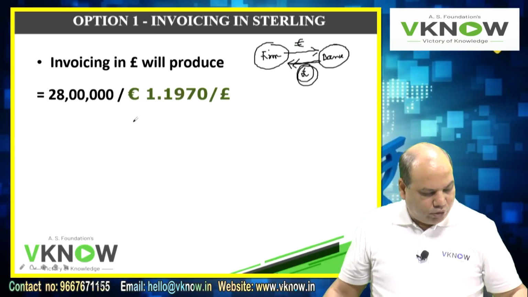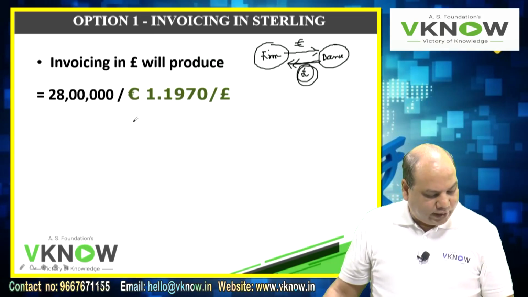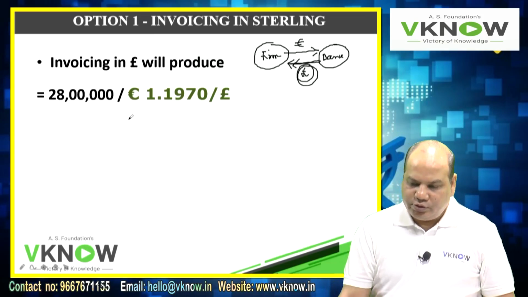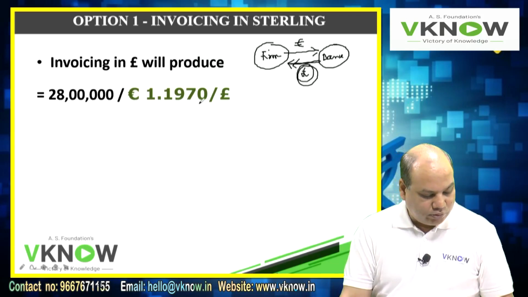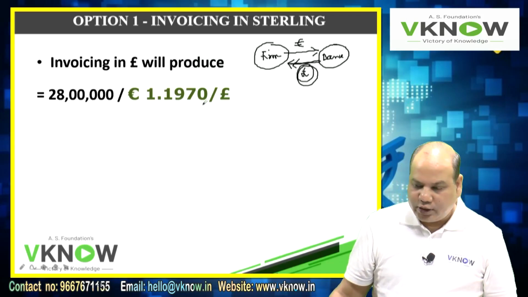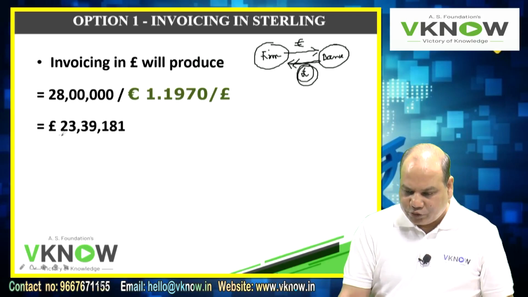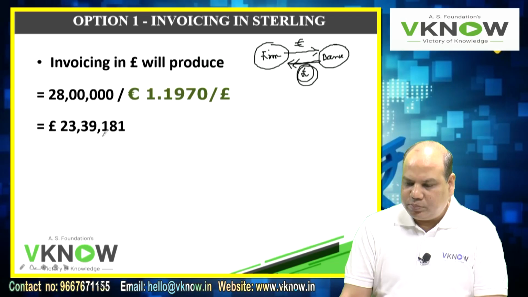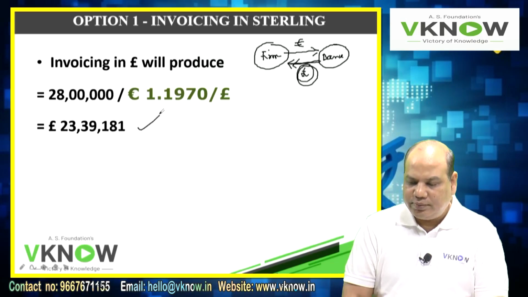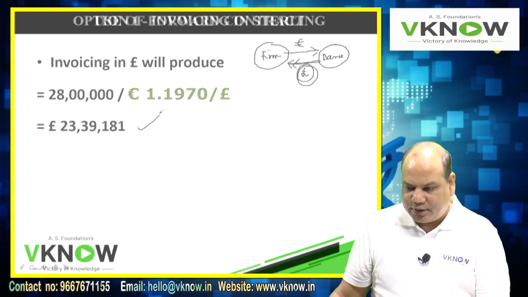What is your invoice? The invoice is for 2.8 million euro, which we will write as 28 lakh. This is in euro and the rate is per pound. I will divide by euro 1.1970 per pound. So how much are you getting? Check the calculation. It is pound 2339181. So this is the answer under home currency invoicing.